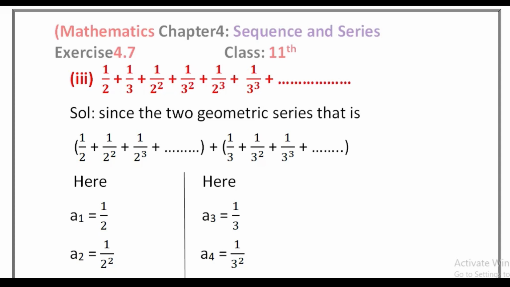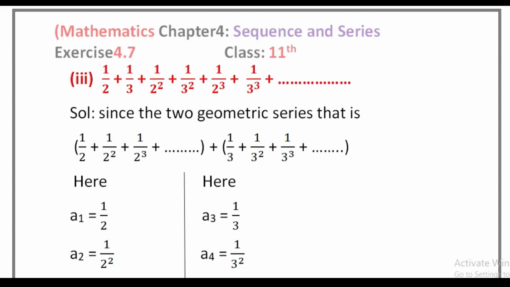In this lecture I will solve exercise number 4.7, question number 1, part number 3. Solve the following infinite series. Part number 3, that is 1 divided by 2 plus 1 divided by 3 plus 1 divided by 2 square plus 1 divided by 3 square plus 1 divided by 2 cube plus 1 divided by 3 cube plus up to so on.